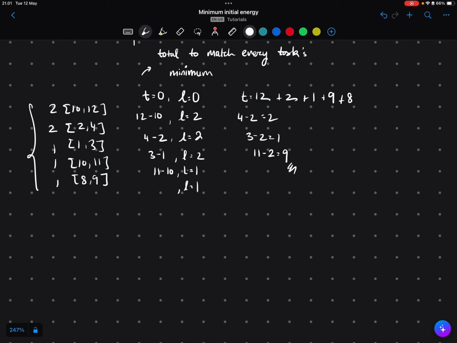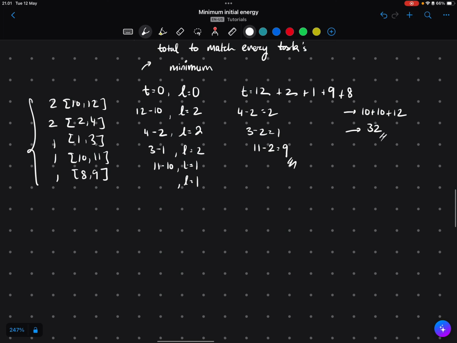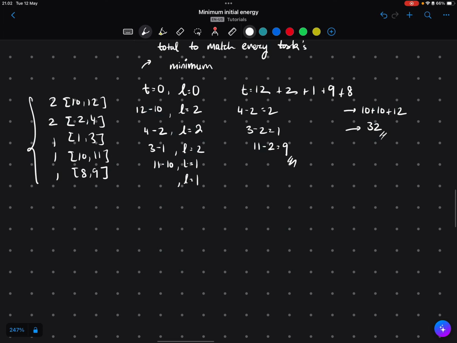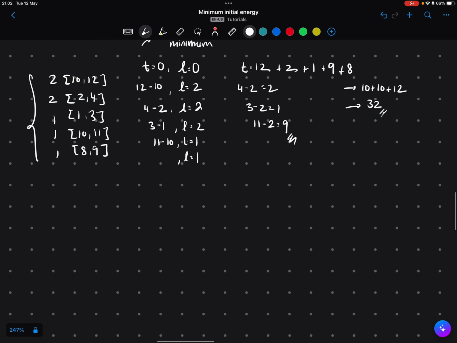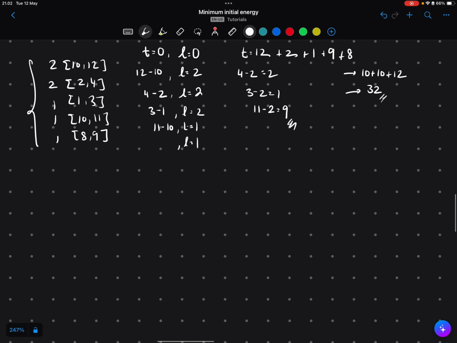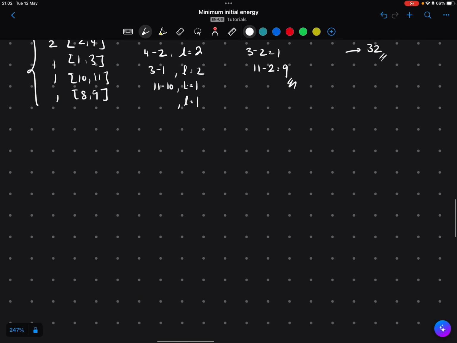So let's consider the sum of this now. We will do 10 plus 10 plus 12, and guess what? It comes to 32, and that is the answer. And if you do this for the other 3 examples as well, that's how it comes to be. So this is really just some trial and error. Now as for the code, there's 2 ways to go about this.